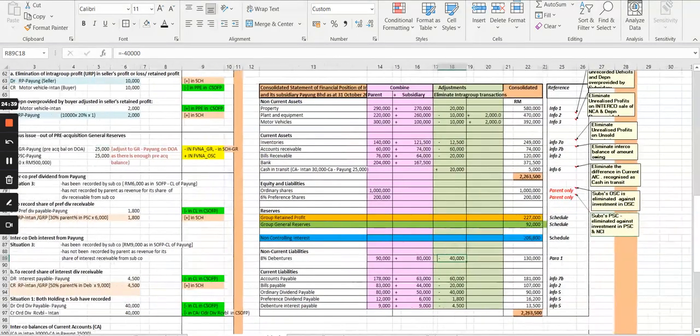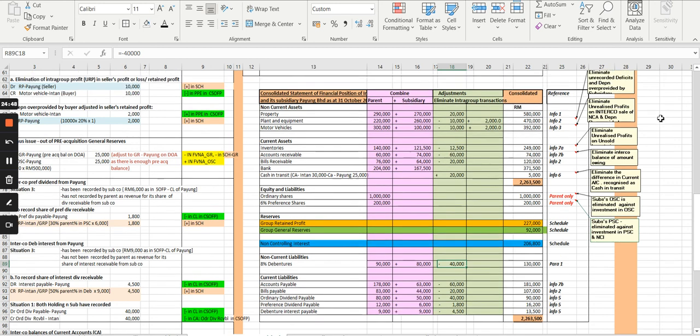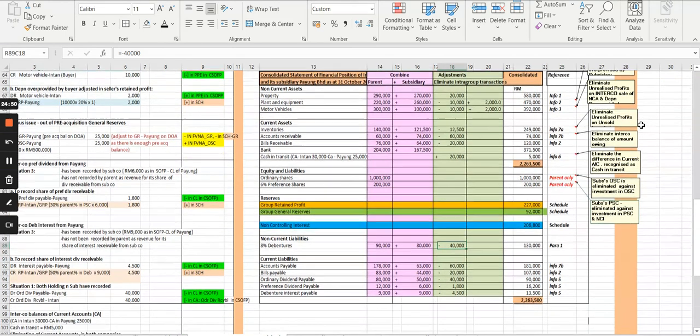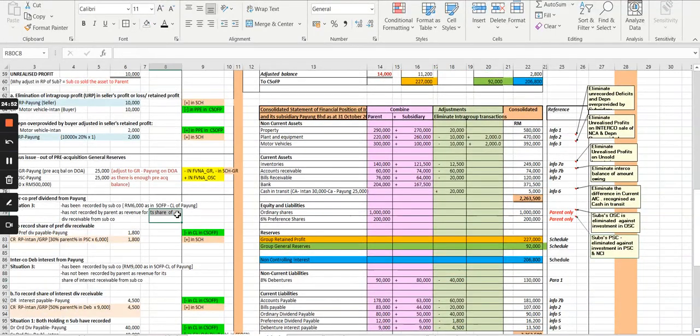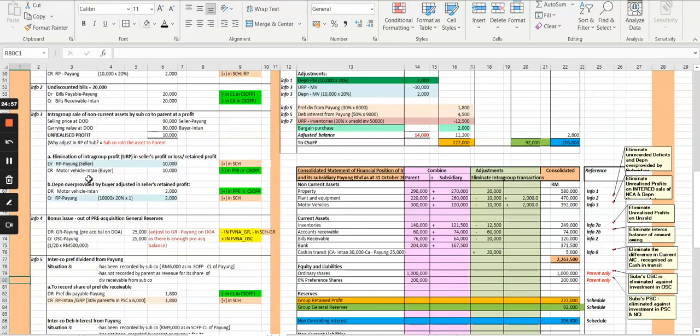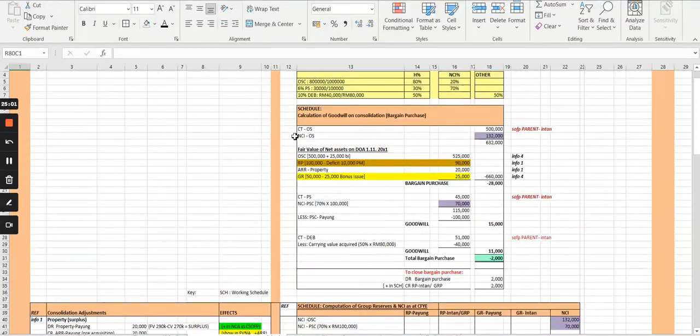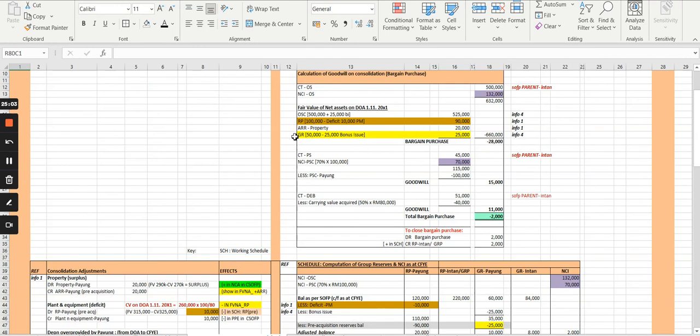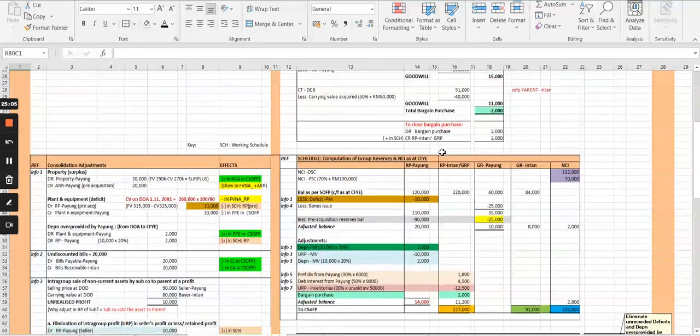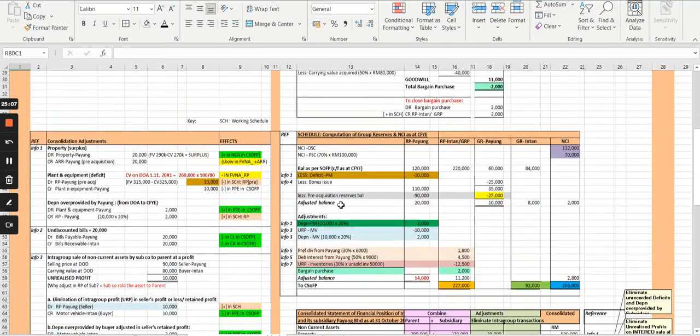Right, this is the consolidated statement of financial position, where I have used a worksheet format to make things easier for you to understand, with some little notes here and there. And this is, as I said, the consolidation journal. Go check the first video to understand better on this, right? And this is the working for goodwill and bargain purchase, and this is the computation of group reserve.